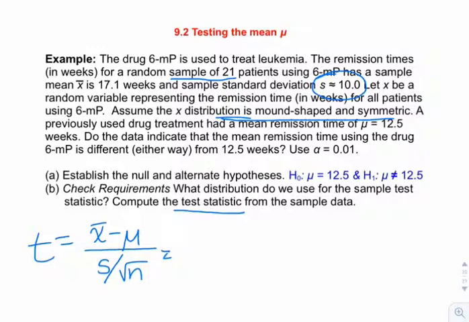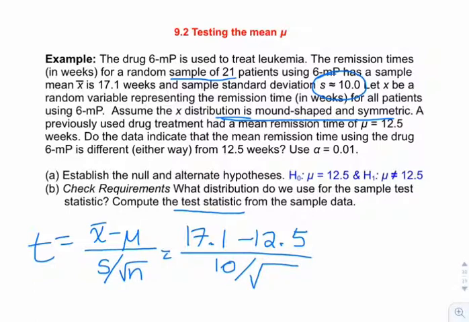So what would that be in this case? What is our x bar? Our particular measurement was 17.1. The historic average for the other drug was 12.5 weeks. And s is 10, and the square root of 21. Our sample size is 21.